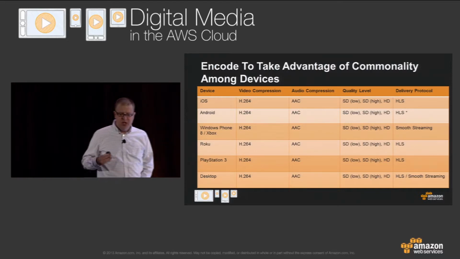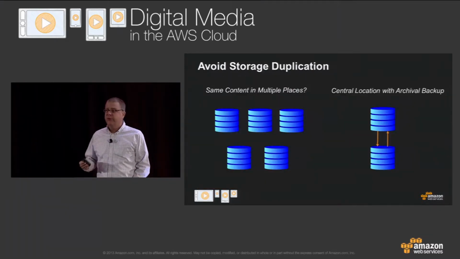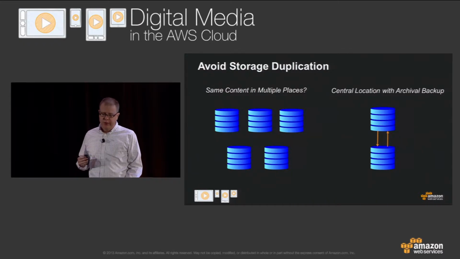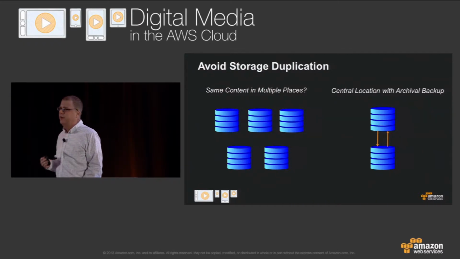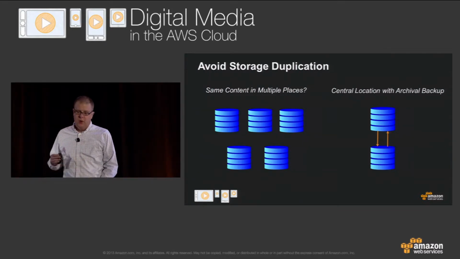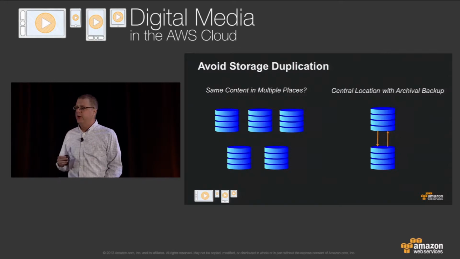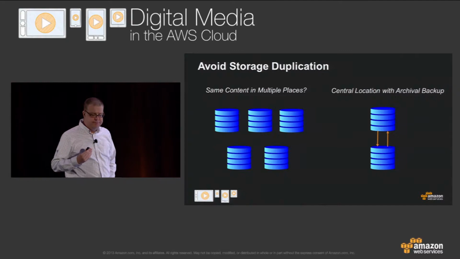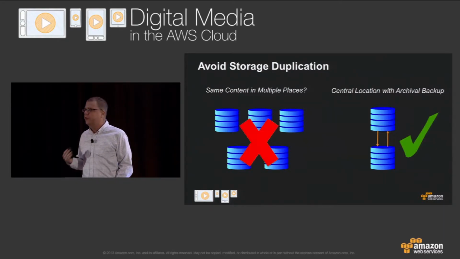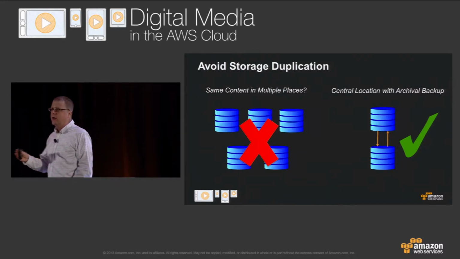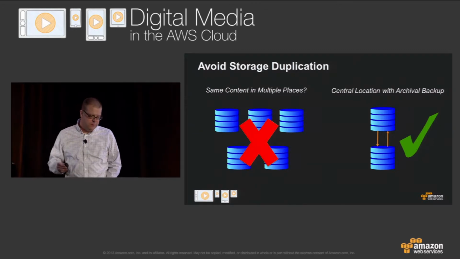Second, John talked a lot about this this morning. Don't store your content in multiple places when you can store it in one. Avoiding storage duplication is, I think, one of the easier things that you can do, whether it's on AWS or another platform, in order to make your lives easier when trying to reach multiple devices. AWS offers a lot of different storage options that will allow you to have that right mix of central location storage with archival backup that will allow you to reach multiple devices.